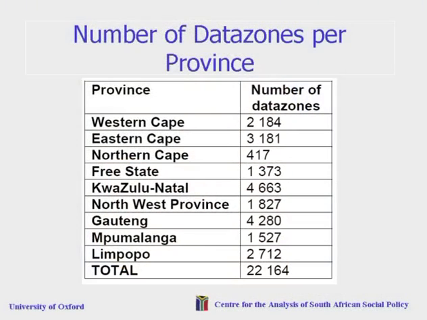22,164 data zones, and this chart here shows the data zone distribution by province. As you can see, some of the provinces, like KwaZulu-Natal in particular, Gauteng, Eastern Cape, have relatively large numbers of data zones. That's because they have large populations. Others, like the Northern Cape, which is very sparsely populated, have only 417 data zones.